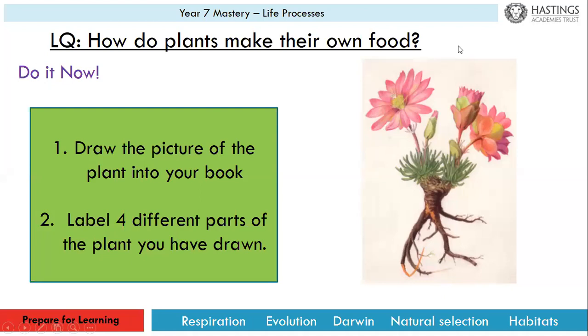Hello, Year 7, and welcome to Lesson 3, which is about photosynthesis. Learning question: how do plants make their own food?